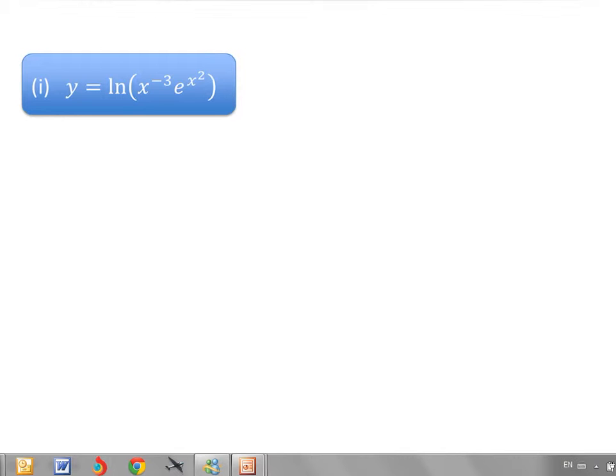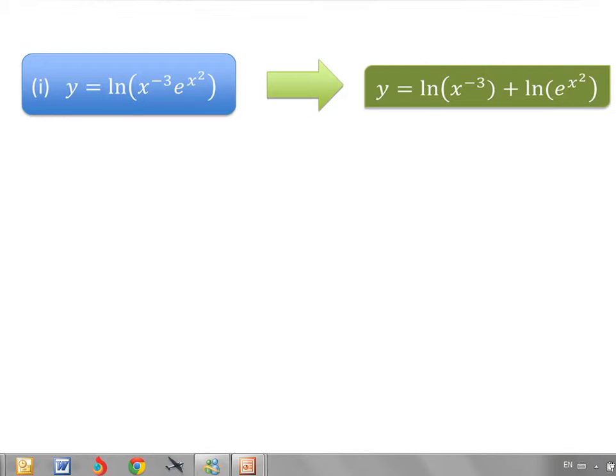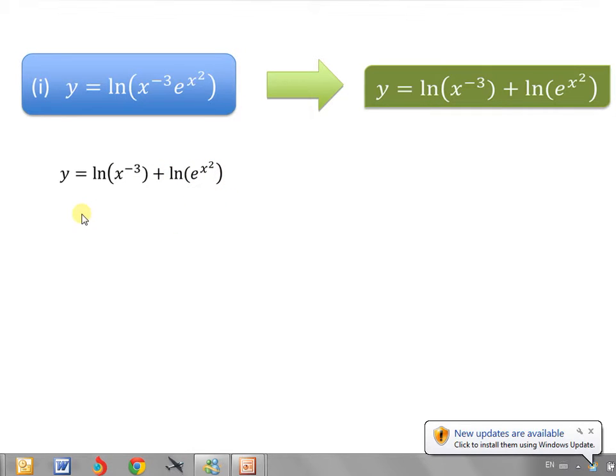Let's try our ln function now. Our function, or y as it's called, is equal to ln x to the power of minus 3 by e to the power of x squared. However, this can be rewritten as ln x to the power of minus 3 plus ln e to the power of x squared. We can do this using the rules of logs. So our function is now ln x to the power of minus 3 plus ln e to the power of x squared. We can simplify our function further using another rule of logs.